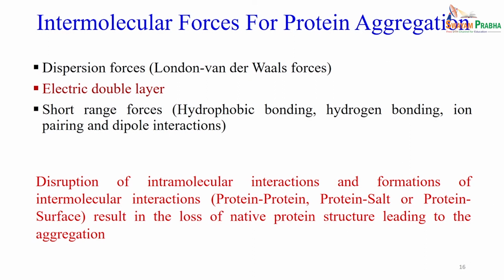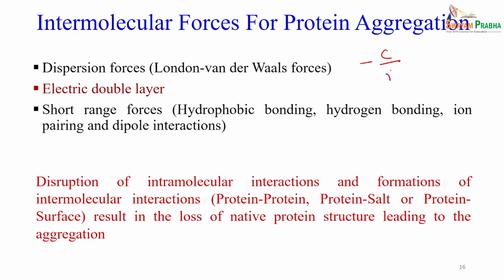So, what are the different intermolecular forces responsible for the aggregation of a protein? First, the long distance force, the van der Waals interactions. If the protein molecules are there, they will try to attract. It is simply C upon r to the power 6 plus r to the power 12, the attractive as well as the repulsive part. Also, we can have short range forces like hydrophobic, hydrogen bonds, ion-ion interaction, and dipolar interactions. Apart from that, there is an electrical double layer. These two forces, especially the dispersion van der Waals forces and the short range forces, we have already discussed.